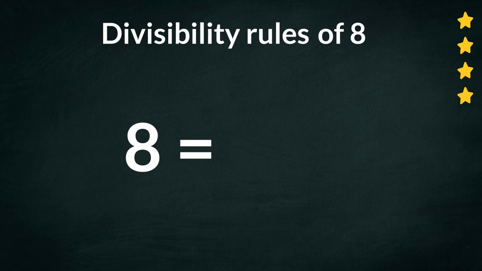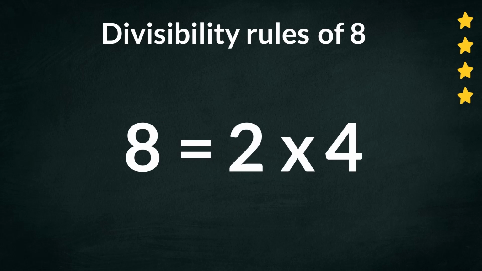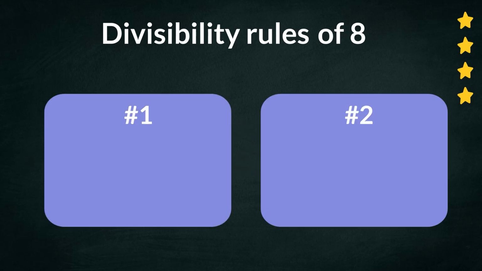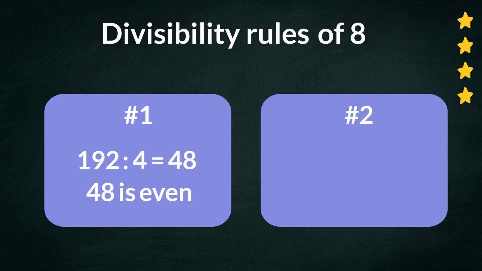Since 8 equals 2 times 4, we can figure out that if a number is divisible by 8, it should follow the same divisibility rules of 2 and 4. That means there are two ways to figure this out. Method 1, you divide the number by 4 to see if the quotient is an even number. Method 2, divide the number by 2 and check if the quotient is divisible by 4.